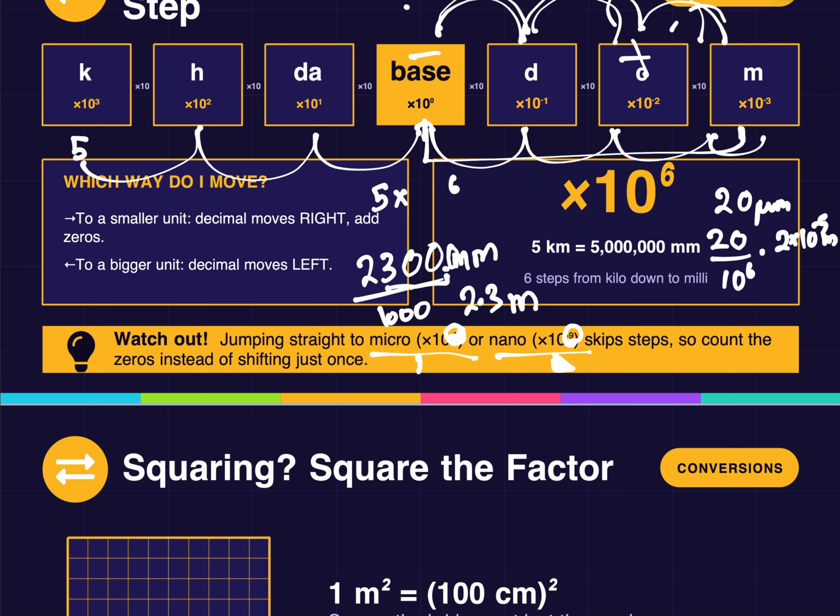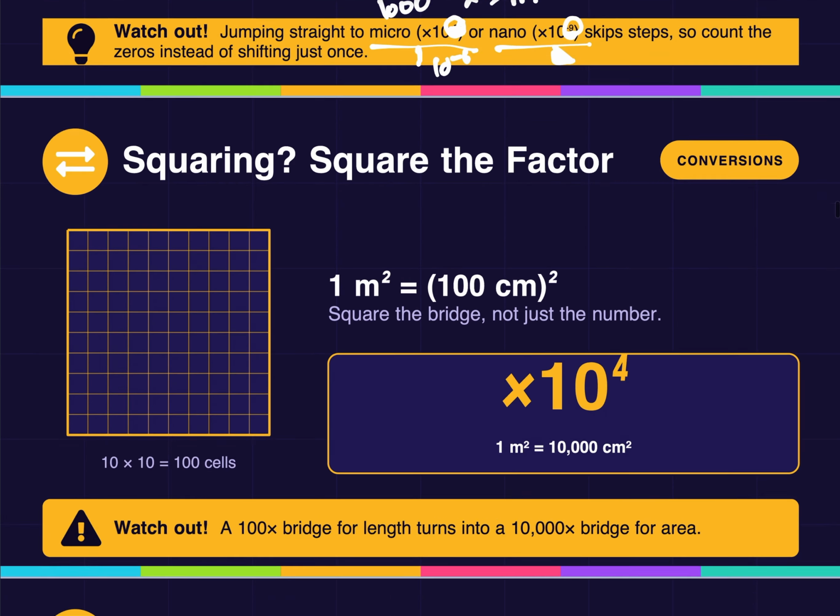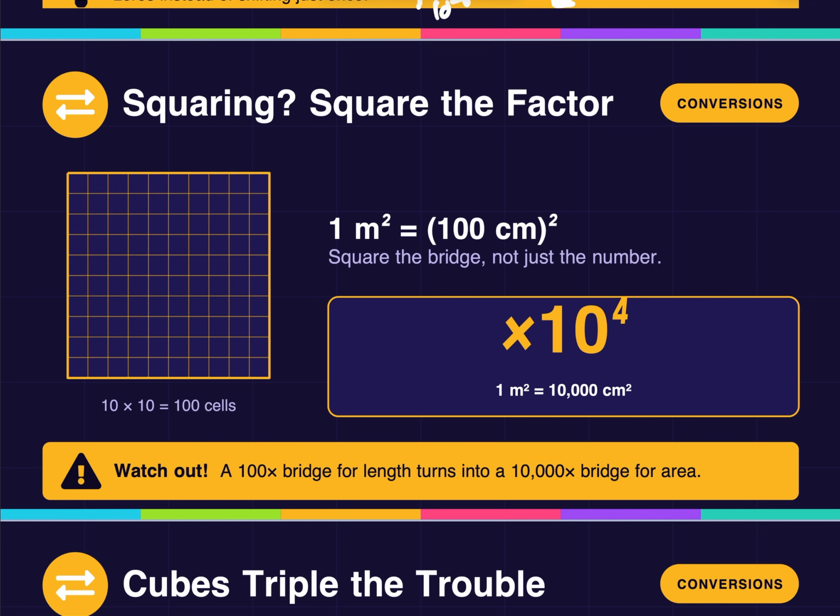Or you could just substitute in 10 to the -6 for micro, right? Instead of the prefix micro, you can just substitute 10 to the -6. It becomes 20 times 10 to the -6, and then meters. So far, so good.